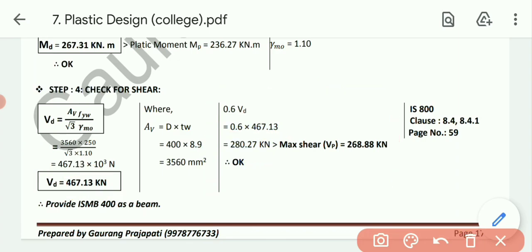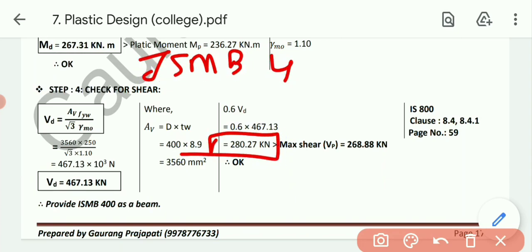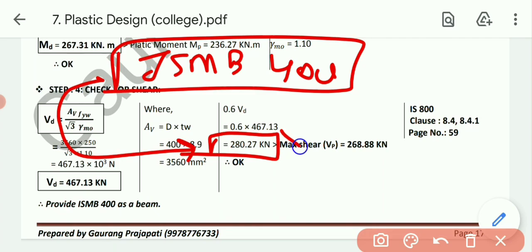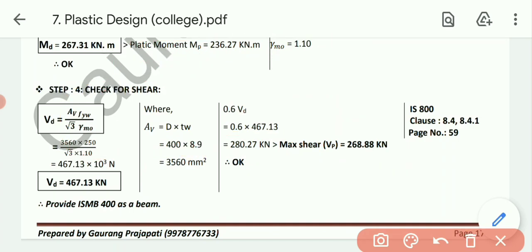Now what does this answer indicate? That the section we have selected, ISMB 400, is capable of sustaining a shear force of 280.27 kilonewton, so it indicates its shear capacity. Now it should be greater than the shear requirement, that is Vp, which we got in the first step. That was 268.88, which is well below 280, hence okay. The section which we have selected is safe in shear.